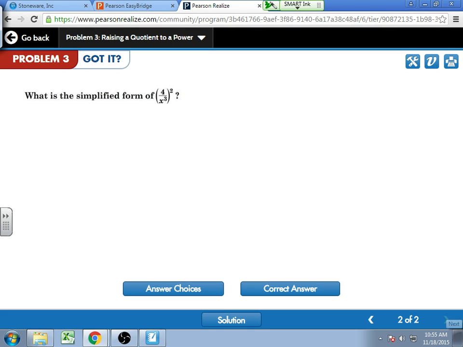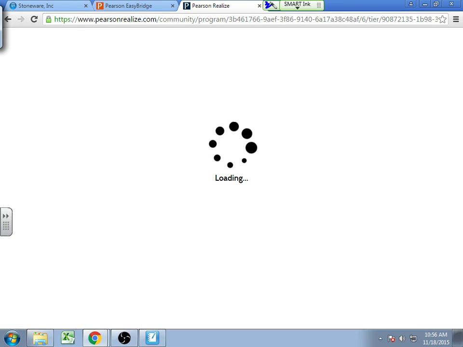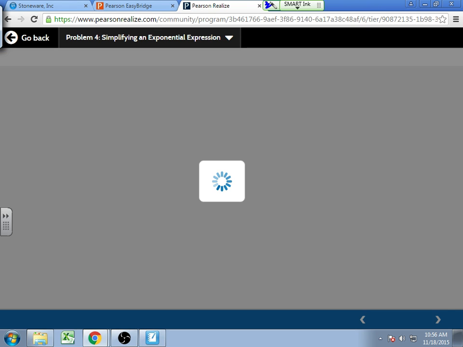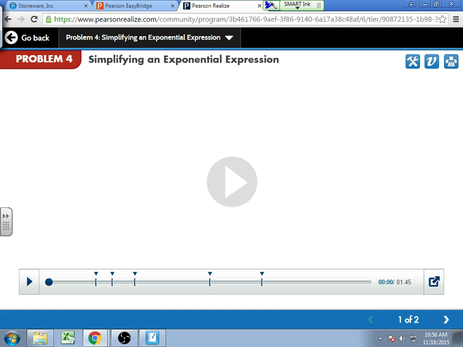Try this on your own. I already have it. Negative, why apply it. 16 over x to the 6th. 16 over x to the 6th. Oh, I'm on the wrong problem. Good job. And problem 4 on the back.